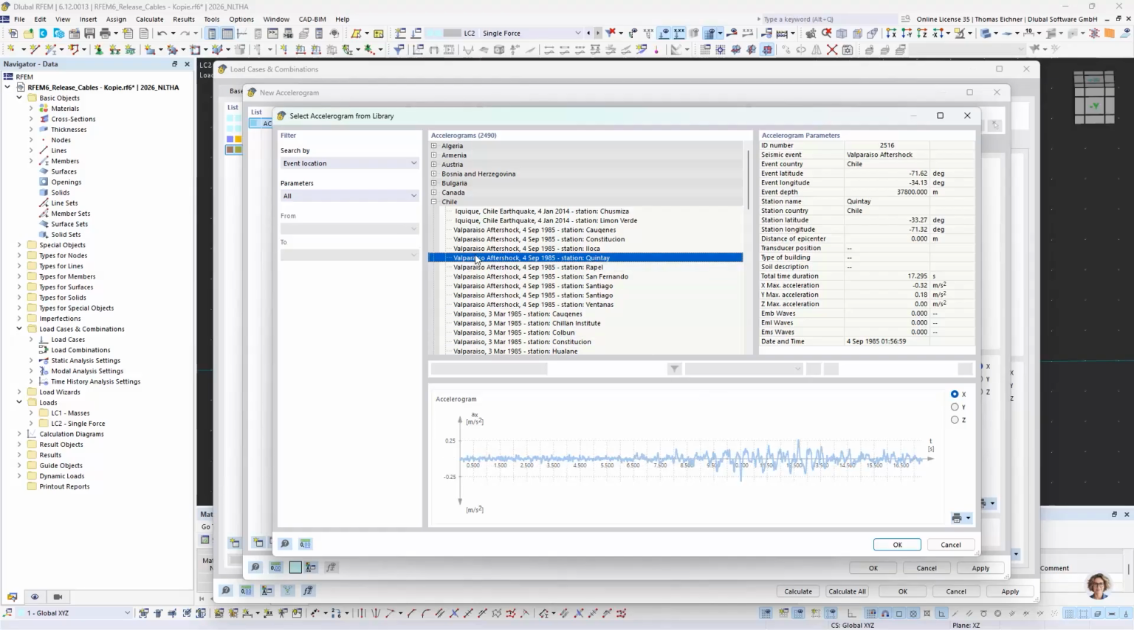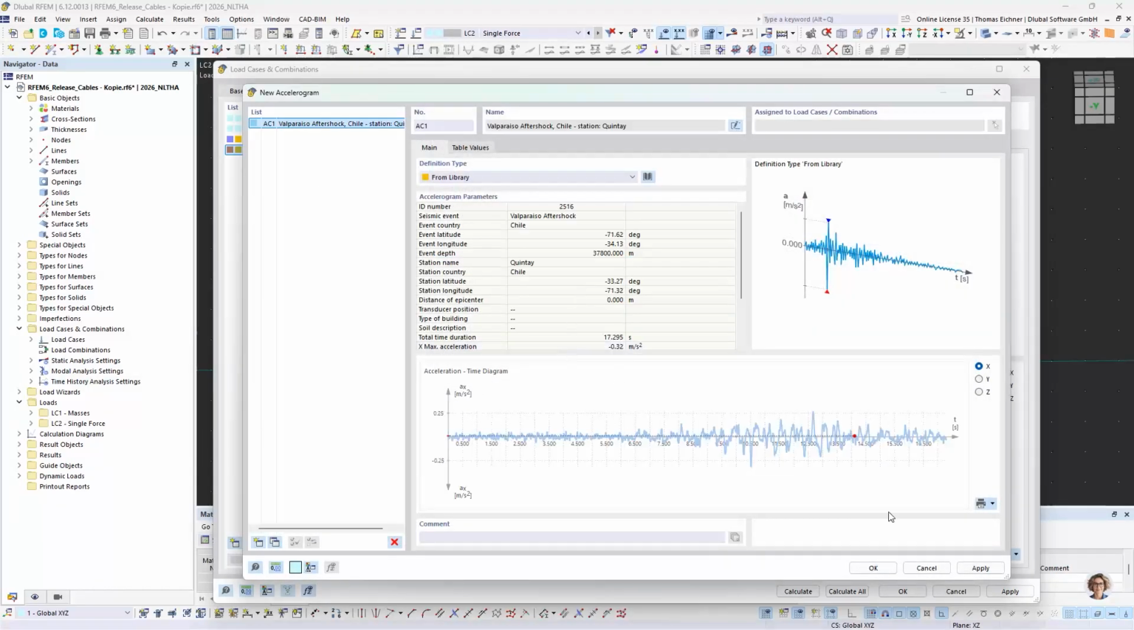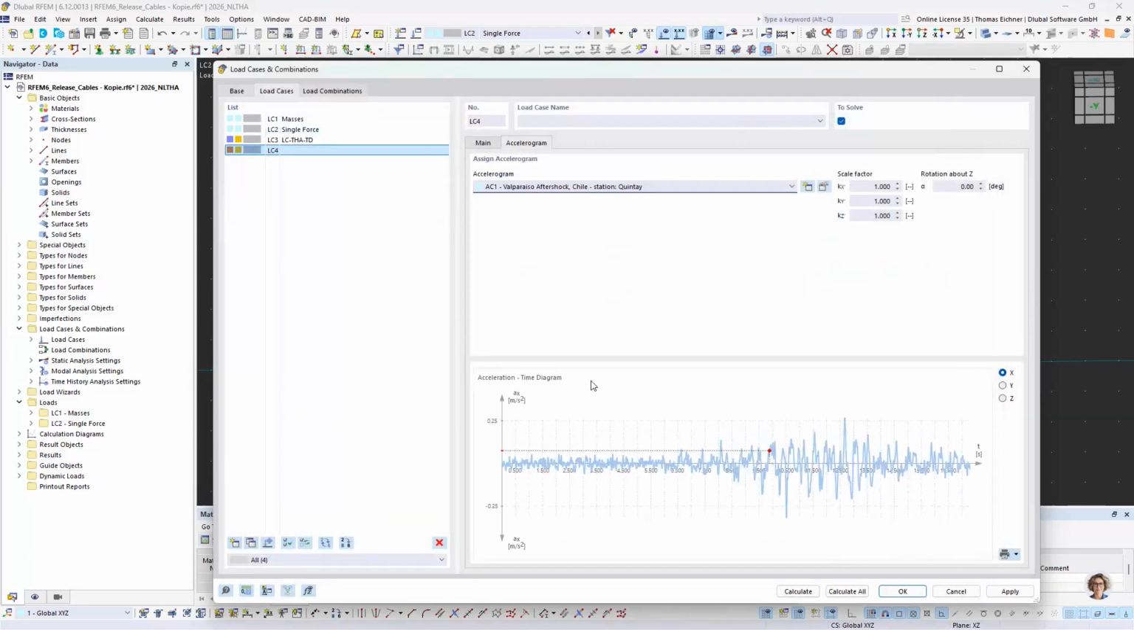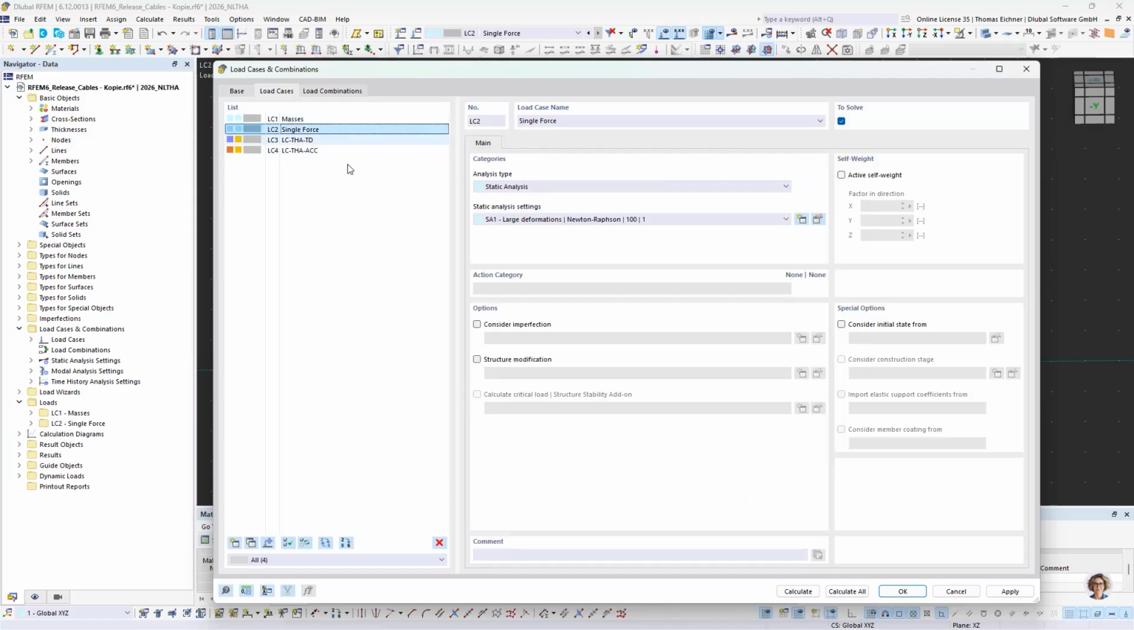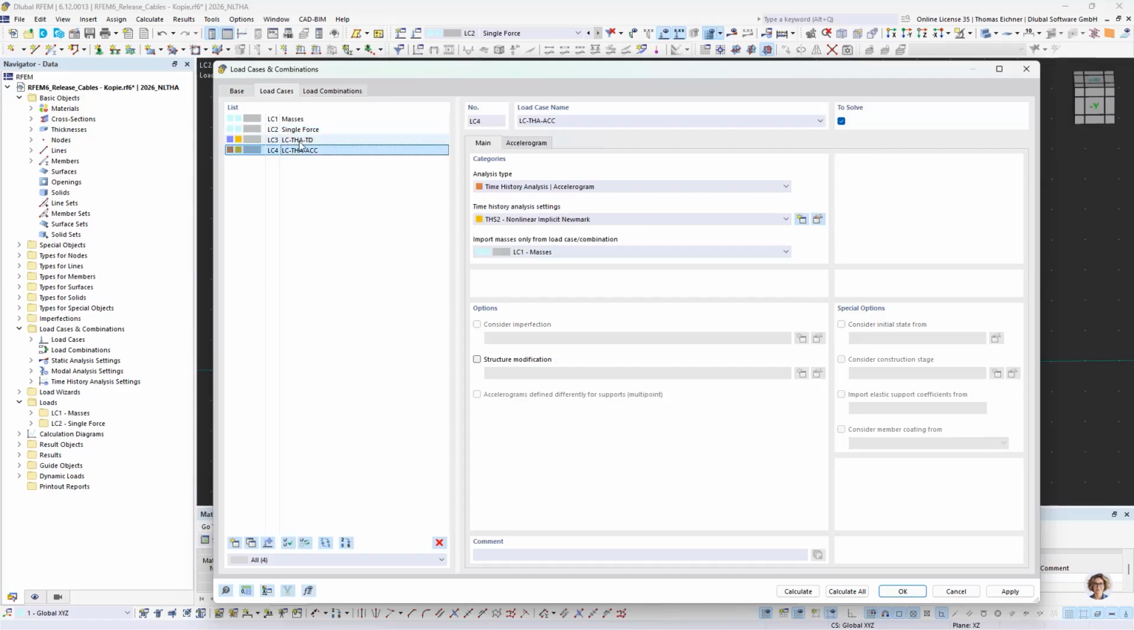That's okay. Let's go for Valparaiso aftershock. Okay, for the Chile earthquake. It's quite small. That's okay. Just going to take it, just to have some accelerogram time history in that calculation as well. Okay, and so with that we have all possibilities of the load case time history analysis.